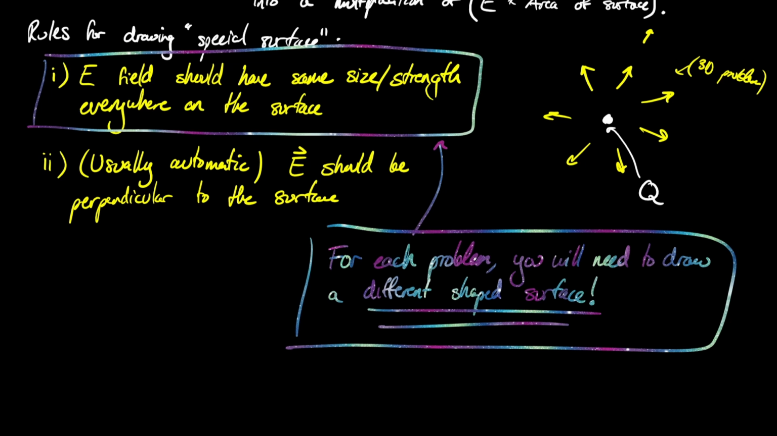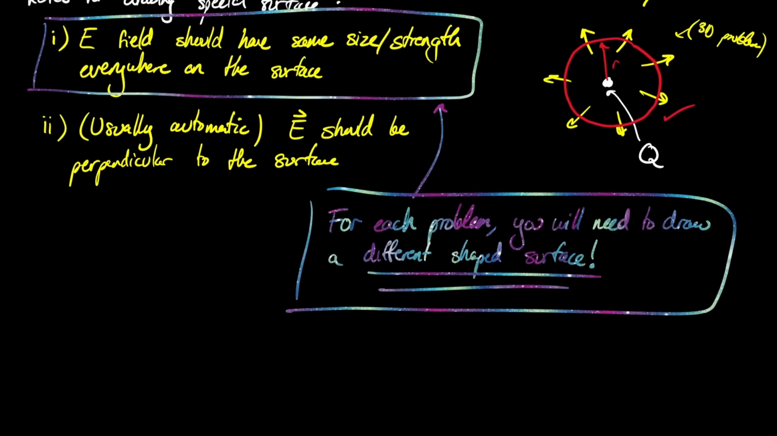All right, so let's continue back and see if we can draw our Gaussian surface for the point charge. As I mentioned, rule 2 is usually automatic based on your drawing, so you don't really need to worry about it. If we have all these arrows and we know that they're the same size at a given distance from the center, then easy. We just draw a surface at some radius r. Okay, so I'm going to call this radius r. And that satisfies both conditions. The electric field is the same size everywhere on it, and it also points perpendicular to it in all directions. So perfect. We've got our Gaussian surface.